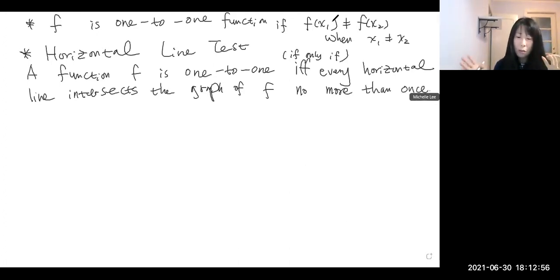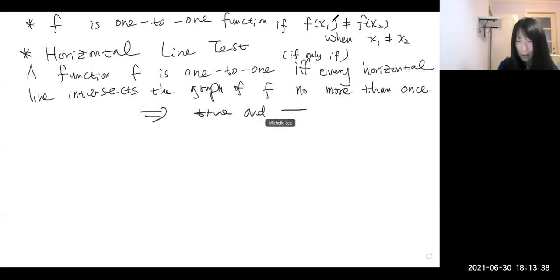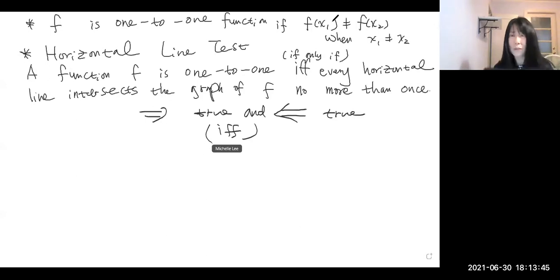Okay, so if and only if means: if a function f is one-to-one, then every horizontal line intersects the graph of f no more than once. That is a true statement. Or we can say that if every horizontal line intersects the graph of f no more than once, then the function f is one-to-one. Make sense? So this direction is true, and this direction is also a true statement. So that is if and only if, right? I mentioned it before.